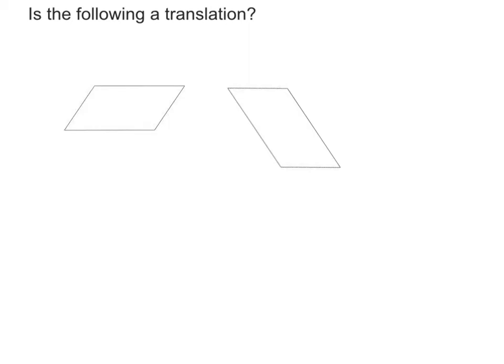So the next question is, is this a translation? Did we basically take this parallelogram and move it either up, down, left, right, diagonal, however we needed to do it? And the answer here is no, because this also involved a turn. So no, this is not a translation. This is a rotation. And we are done.